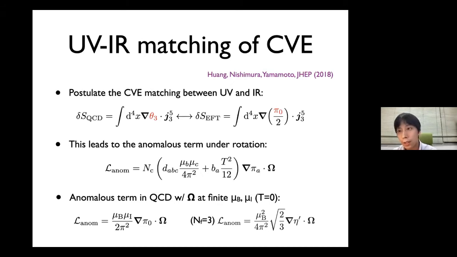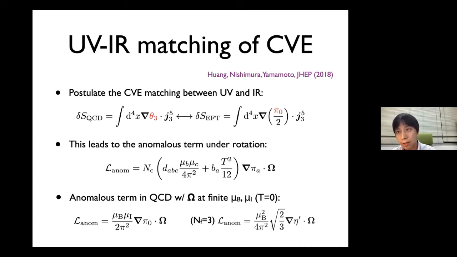But more generically, in QCD matter, we have not only baryon chemical potential, but also isospin chemical potential. In this case, there is a non-vanishing contribution in this form, where we have not only baryon chemical potential mu B, but also isospin chemical potential mu I. I would also like to note that in the case of three-flavor QCD, even without the isospin chemical potential, we have a non-vanishing contribution, not for pion, but for eta prime meson.